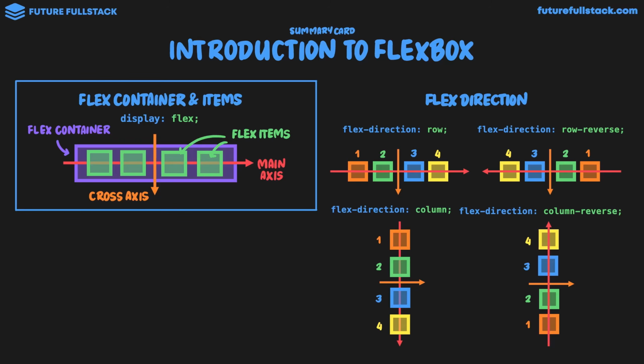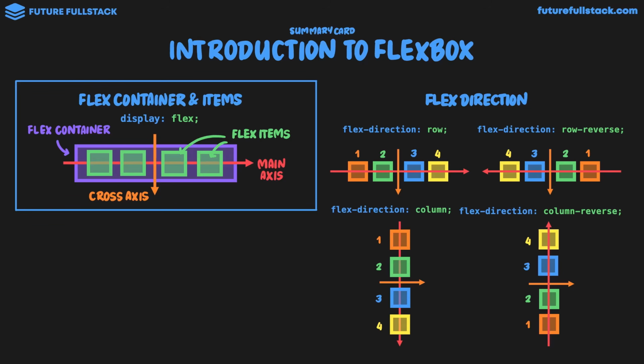Now, as I mentioned, this can seem very overwhelming with all these different directions flying around. By far, you're going to be using flex direction row, which is just the default value, and flex direction column. So don't worry too much about this. Just understand that the main axis can shift from a horizontal row position to a vertical column position.